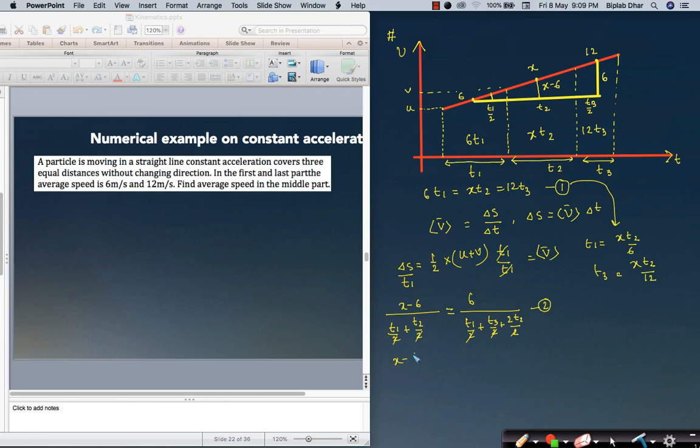So x minus 6 divided by t1 plus t2. t1 plus t2 is t2 into 1 plus x by 6, and it is 6 divided by t2, if I take common, 2 plus t1 plus t3. t1 is x by 6 and t3 is x by 12. Right, now t2 t2 gets cancelled out. Now I think that we will be able to solve this equation because it is only an equation of x. I think there will be a quadratic of x and I will solve for x, right? So to solve that part, I will erase this diagram. I hope that you understand this VT graph.